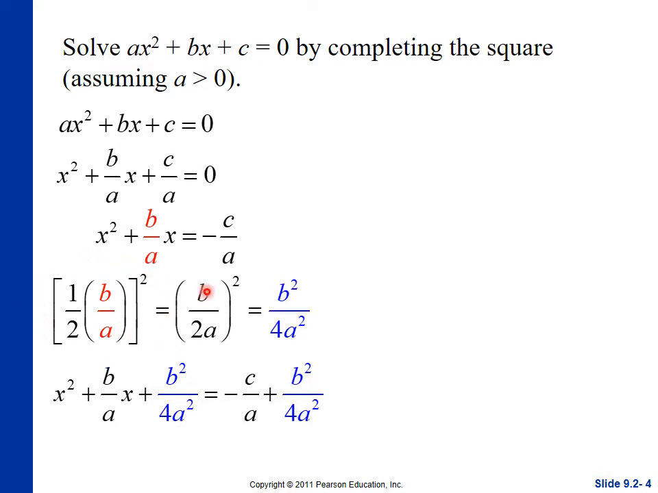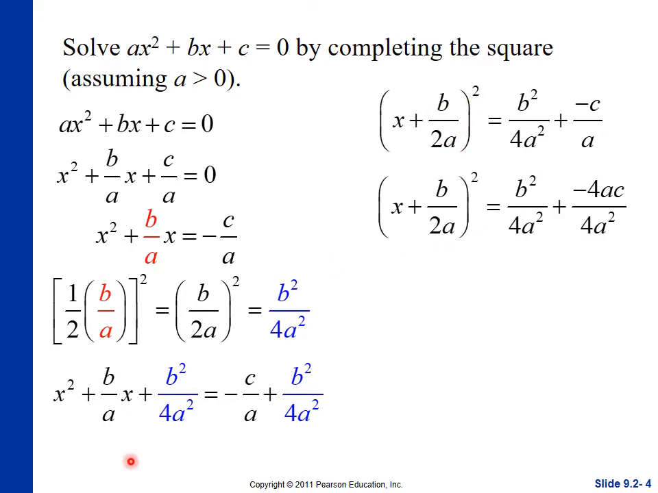And then you're going to have b over 2a quantity squared. So this becomes b squared over 4a squared. That's what you're going to have on both sides of this equation. You're going to add that to both sides. Now we're going to factor the left-hand side, and you end up with x plus b over 2a quantity squared. From there, we're going to take the square root of each side.